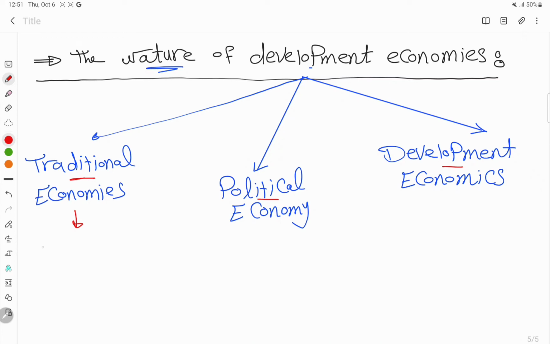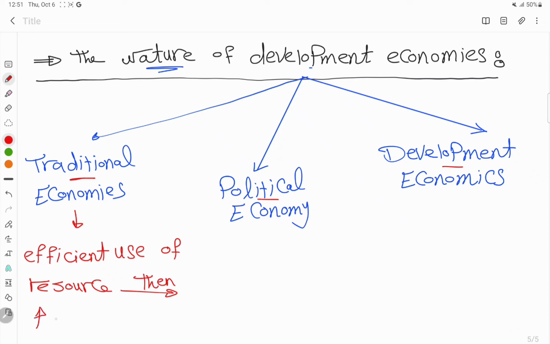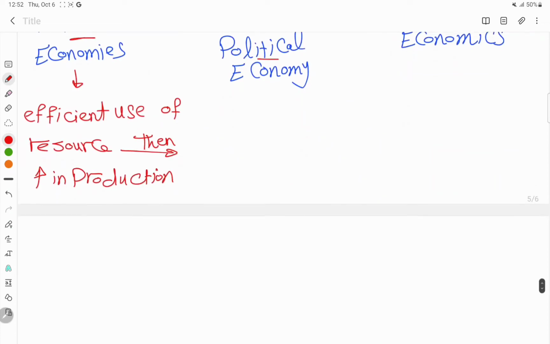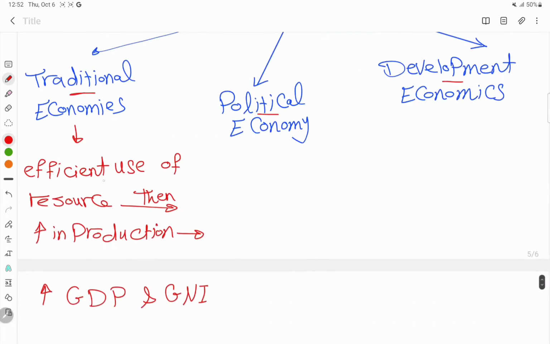Traditional economics means efficient use of resources or scarce resources, then increasing production, and then increasing GDP and GNI. So when we talk about traditional economics, we mean efficient use of scarce resources, then increasing production and increasing GDP and GNI.